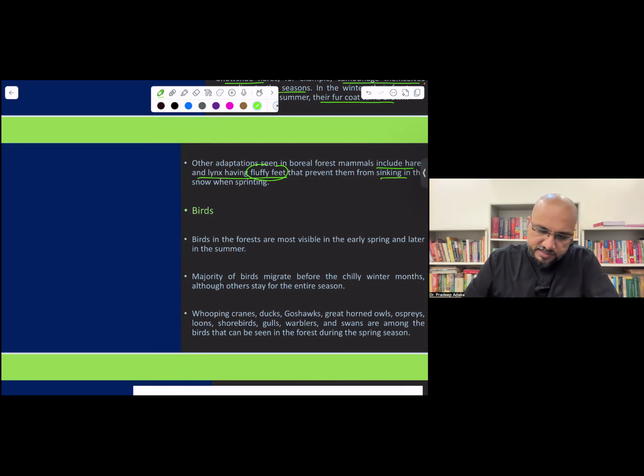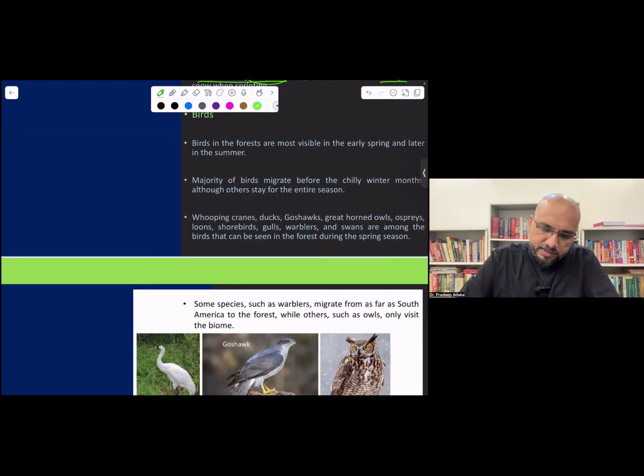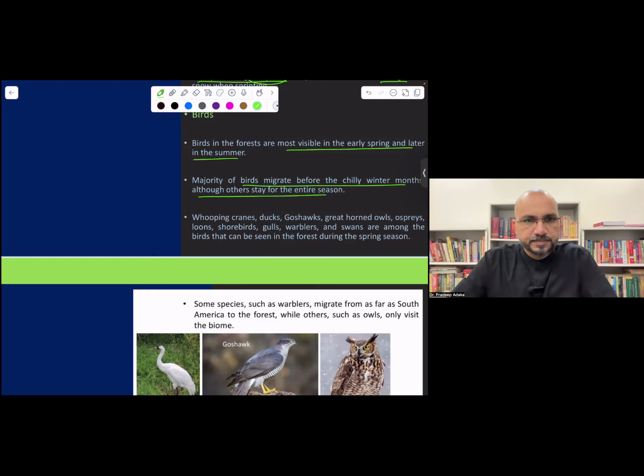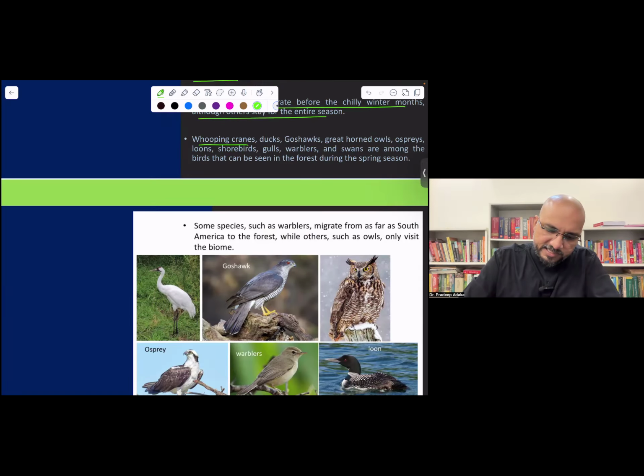Right. In case of birds, so birds in the forest are most visible in the early spring and later summer. During the winter, they migrate. Majority of the birds migrate before the chilly winter months. Okay, some of them stay throughout the year, but most of them migrate. So what are the examples of birds? You have whooping cranes, ducks, goshawks, great horned owls.